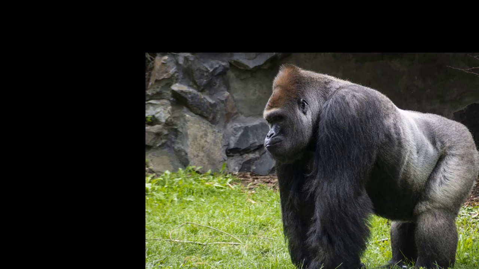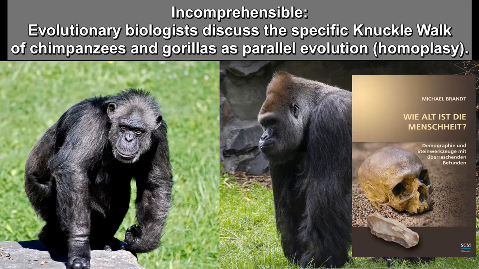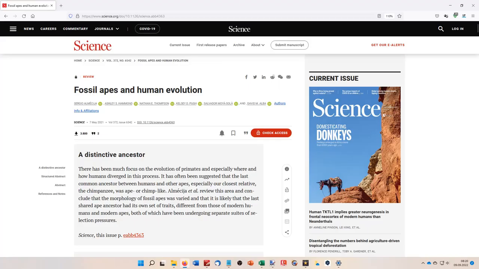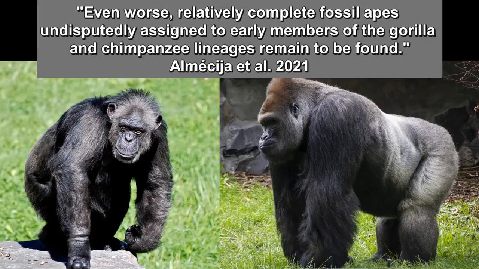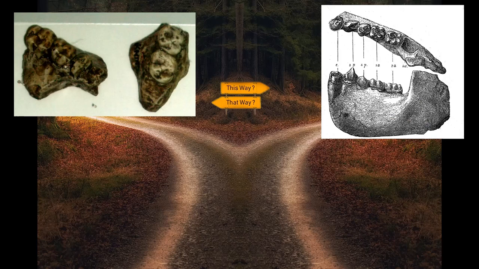The origin of gorillas and chimpanzees, and the question of whether their knuckle-walking is an original trait or just a homoplasy, is therefore at least as difficult to answer in evolutionary terms as the question of the origin of humans. Almécija and colleagues wrote that, even worse, relatively complete fossil apes, undisputedly assigned to early members of the gorilla and chimpanzee lineages, remain to be found. Therefore, Almécija and colleagues state as a third possibility, besides descent from Dryopithecines or Kenyapithecines, that it could be that we have not yet found the relatives of the African apes in general.